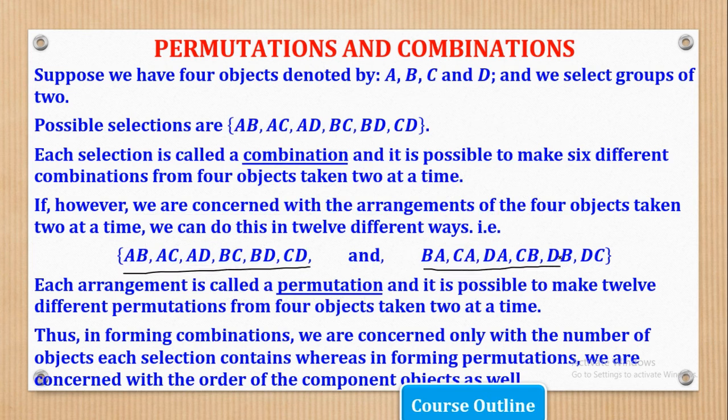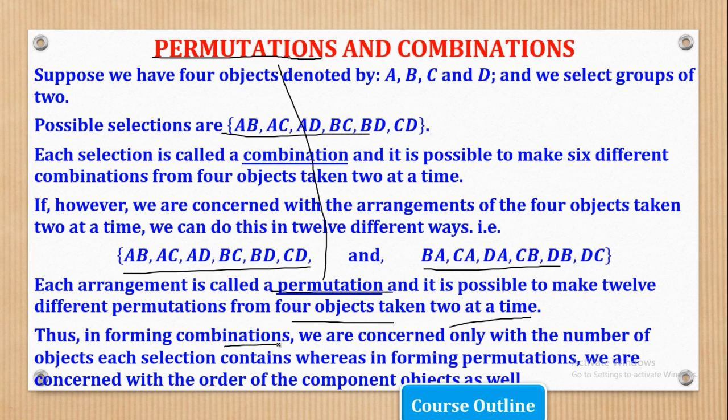That is when we mind the arrangement. Each arrangement is called a permutation, so this is where the topic of permutations comes from. In permutations we are concerned with the arrangement, and in combinations we are not concerned. It is possible to make 12 different permutations from 4 objects taken 2 at a time.